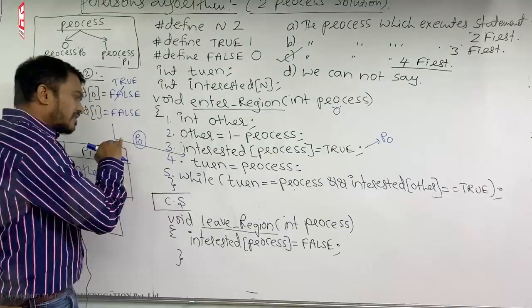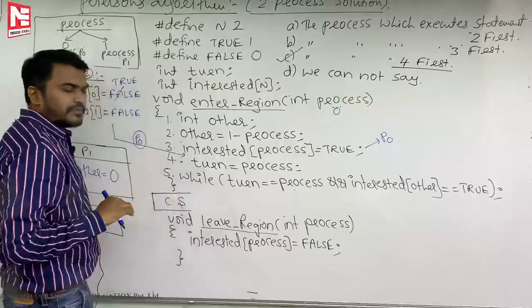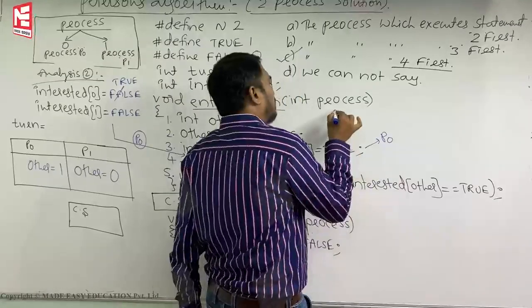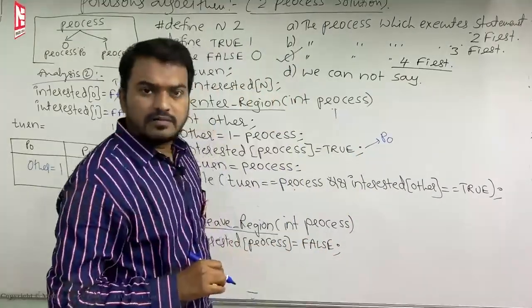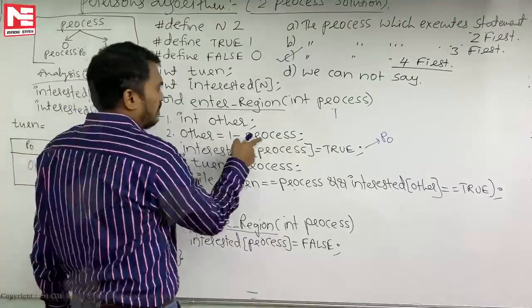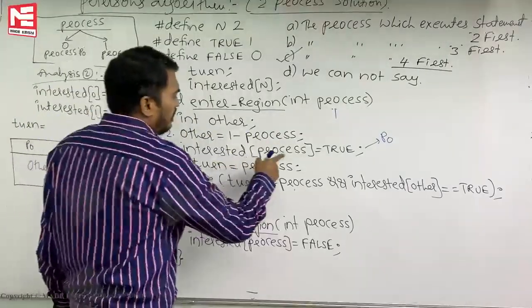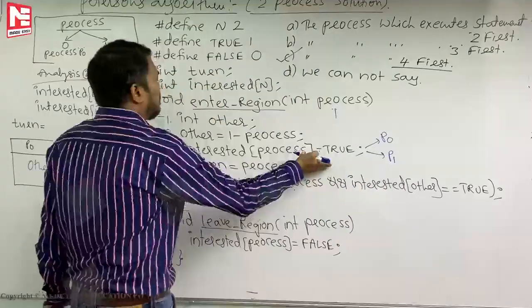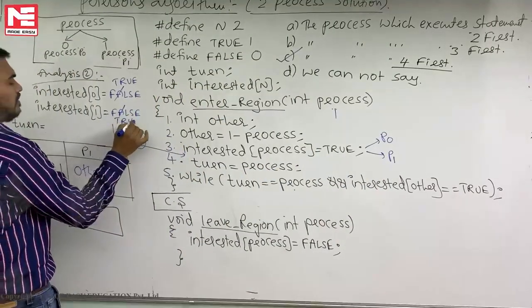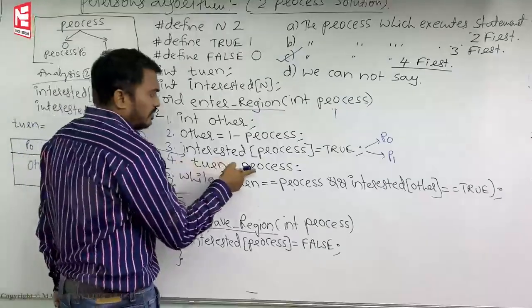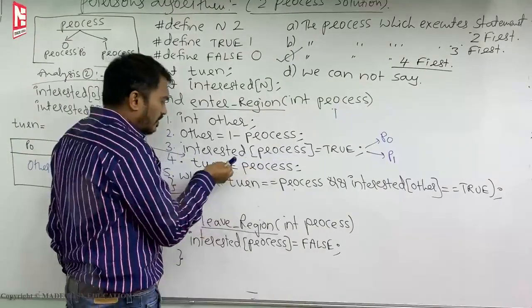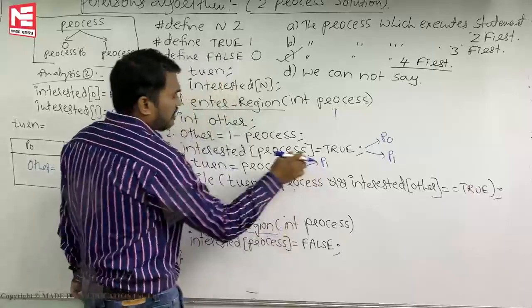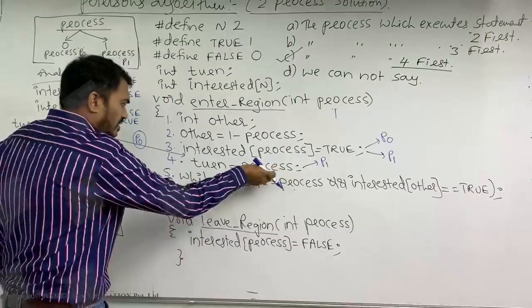P0 executed up to here, and P0 is getting preempted. Now I am checking for P1. If I want to check for P1, the process value you have to take as 1. Integer other equal to 1 minus 1, so that is 0. Interested of process equal to true, executed by P1, so this value becomes true. And next, turn equal to process. The process value will be assigned to turn. Who is executing this statement? P1.